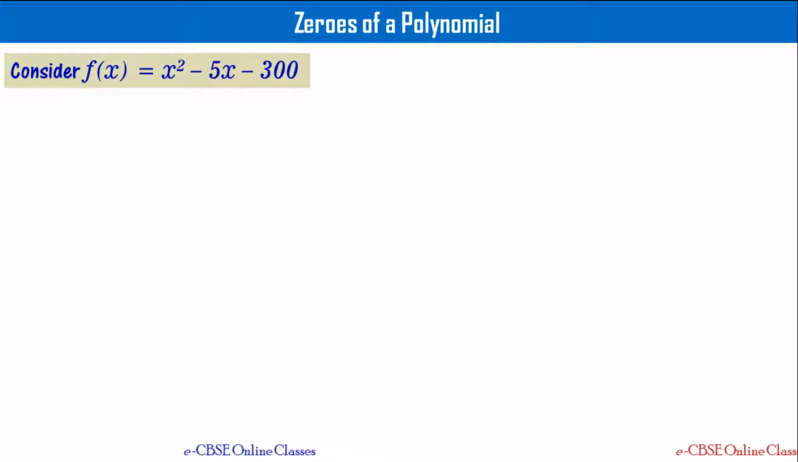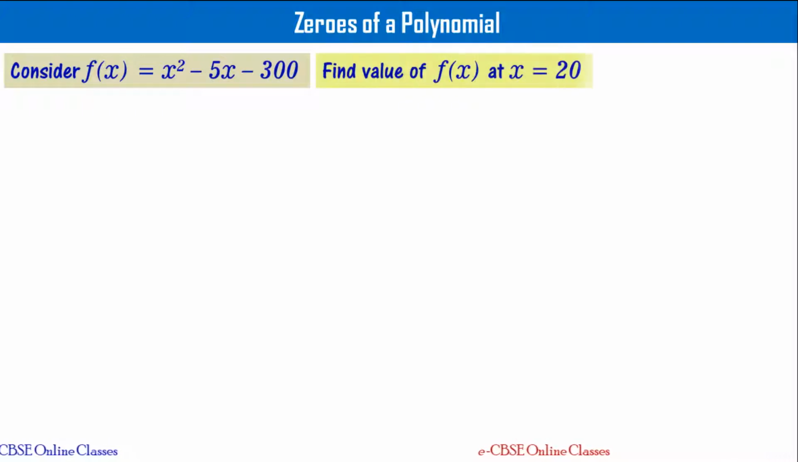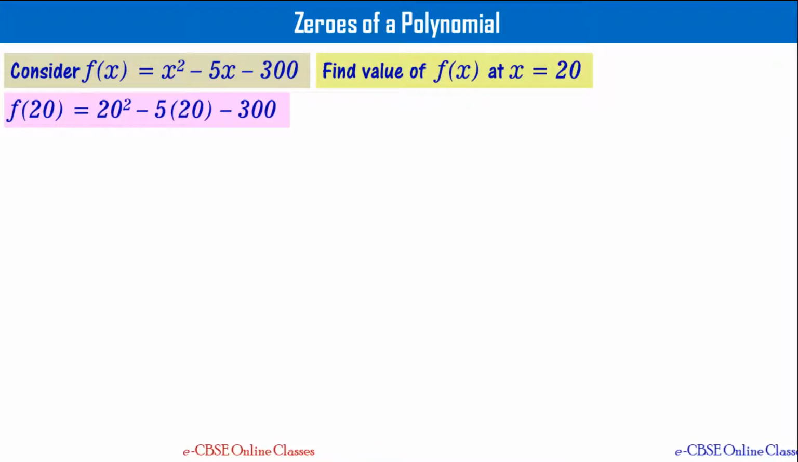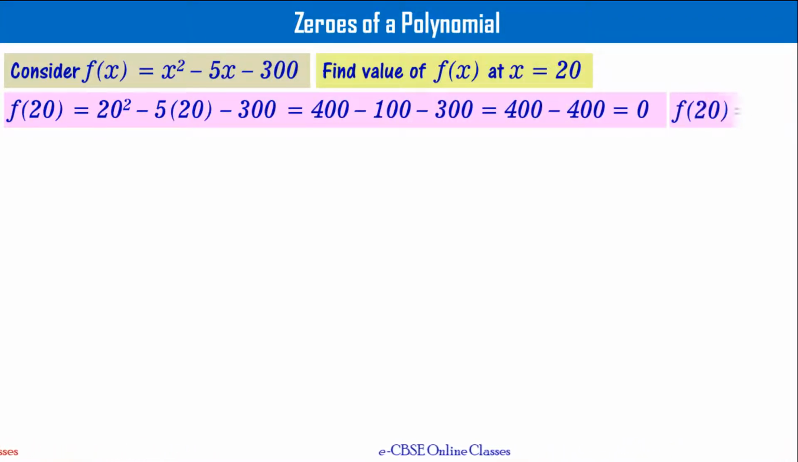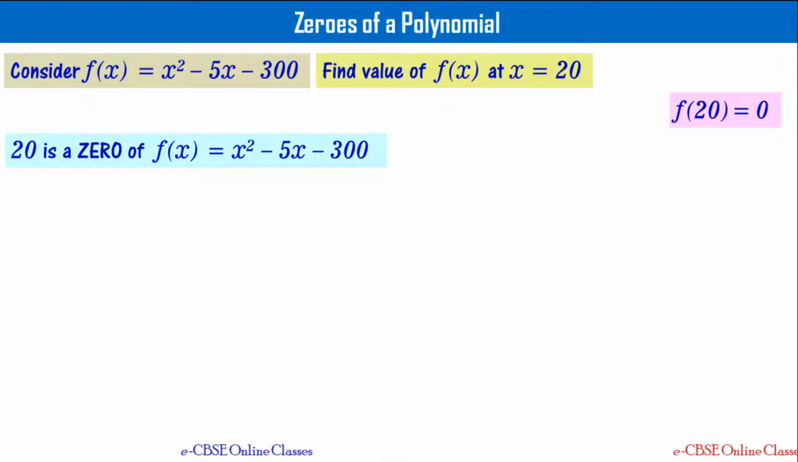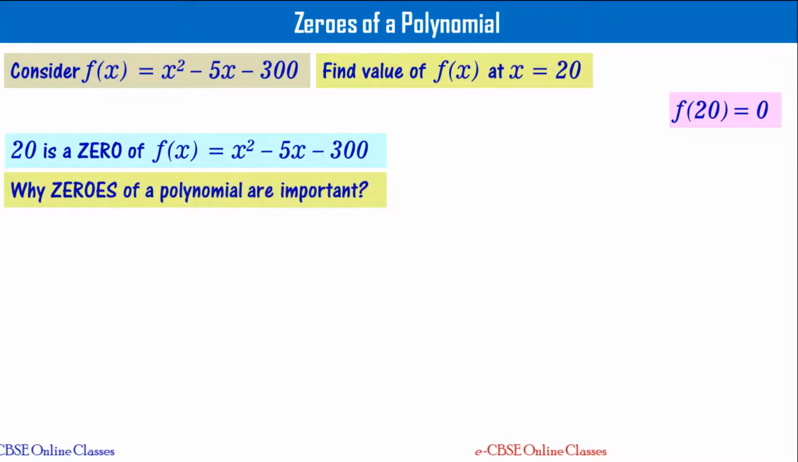Let us consider another polynomial, that is f of x equal to x square minus 5x minus 300, and find value of f of x at x equal to 20. Means you would be substituting 20 for x in the equation, right? When you simplify this, you get f of 20 equal to 0. It means that 20 is a 0 of this particular function, right? Now the question is, why zeros of a polynomial are important? Why one should be worried about knowing those numbers?